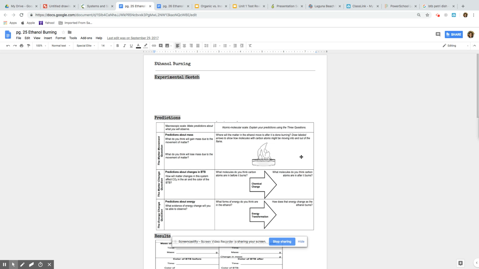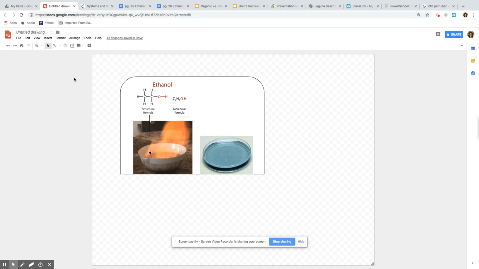Okay, what you're going to do right now is something similar to the club soda BTB lab, but instead of having club soda, we're going to take ethanol alcohol and set it on fire. We're not going to do this in class, it's going to be a video demo. As it's on fire, we're going to cover it with a container so it's a closed system and put it next to BTB. So right here in this experimental sketch, I want you to pause the video and sketch this image. Right here in your evaporating dish is the alcohol ethanol, and here is blue BTB.